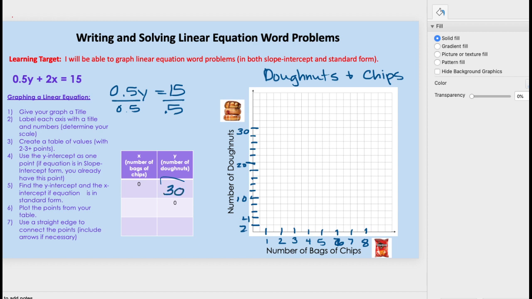So if I buy 0 bags of chips, I can buy 30 donuts. Now I'm going to calculate my x-intercept, and I'm going to do that by plugging a 0 into my equation for y. So now I'm going to do 0.5 times 0, which is 0, plus 2x, so that canceled out, by the way. So then I get 2x equals 15, divide by 2, divide by 2, x is equal to 7.5.